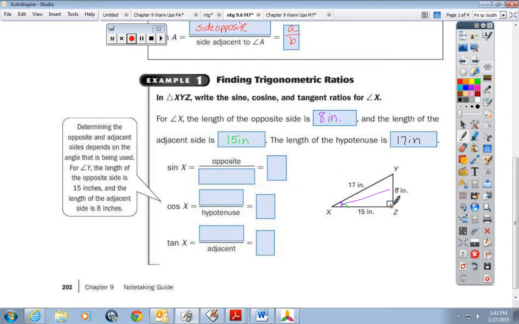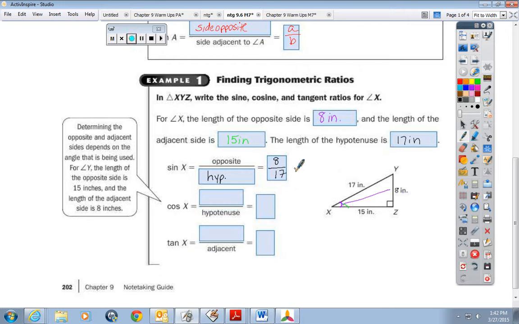Okay, so if I wanted to know the sine of angle x, I'm going to go back up and look at the ratio for sine. It was the opposite over what? Look at your box. The opposite over the hypotenuse. What length did I say is the opposite? 8. And what length did I say was the hypotenuse? 17. And that's your answer for the sine.